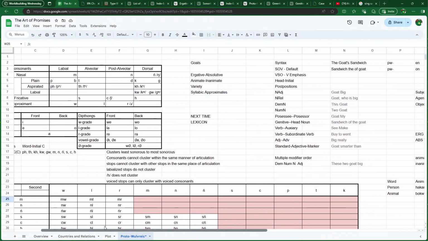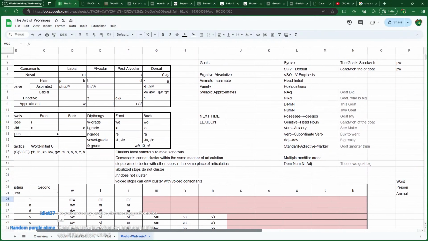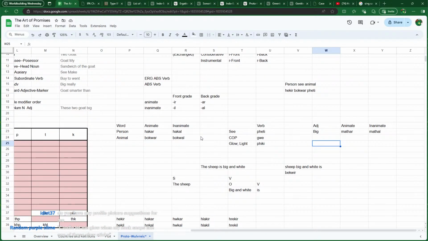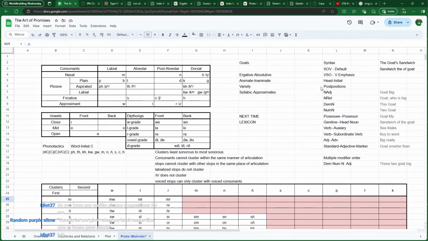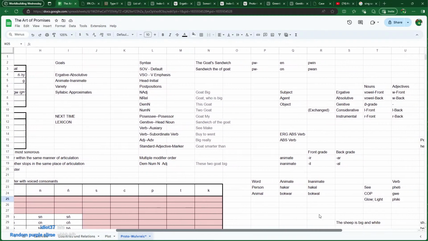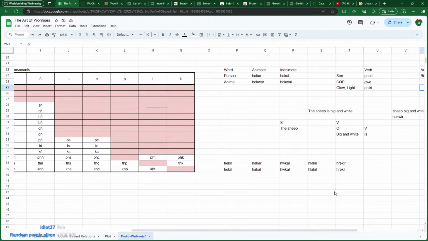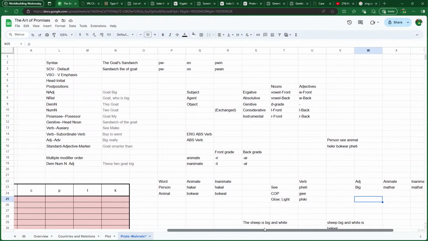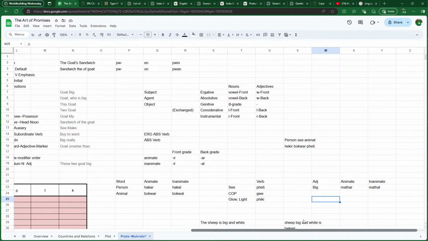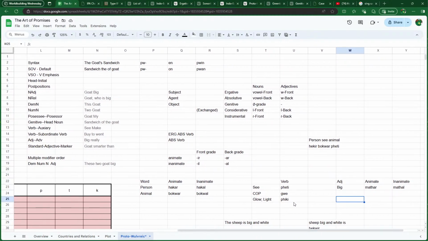We need to determine stress. Stress for phonotactics. For words that have multiple syllables, I think we need stress. It's head initial, so it makes sense if we had the first syllable be stressed. Hakar versus hakar, or hukar versus hukar. It's kind of difficult to tell the difference, but for words that have like 3 syllables, I think we'll be good with that. Instead of peaky, we'll just have it be peak.